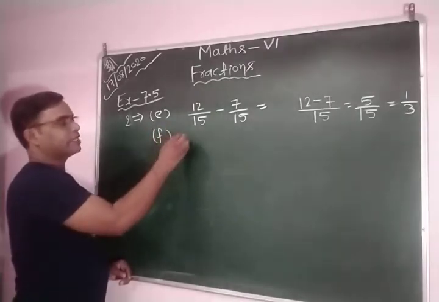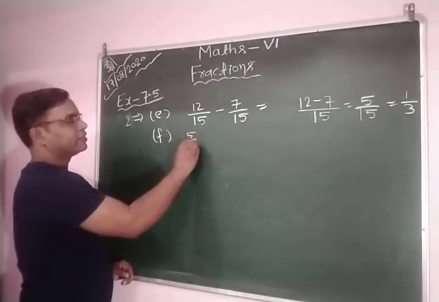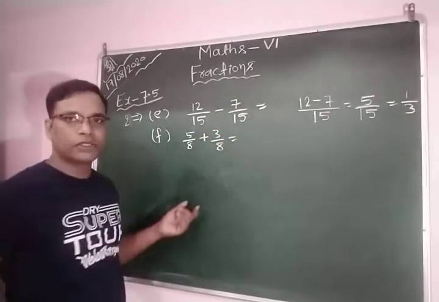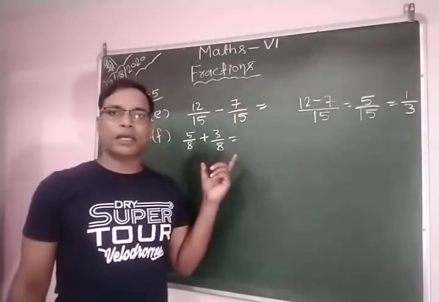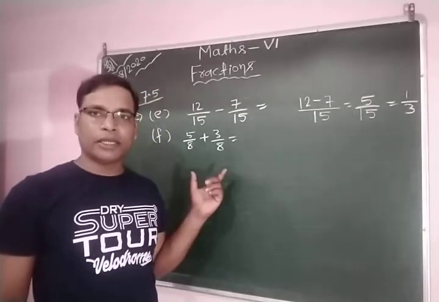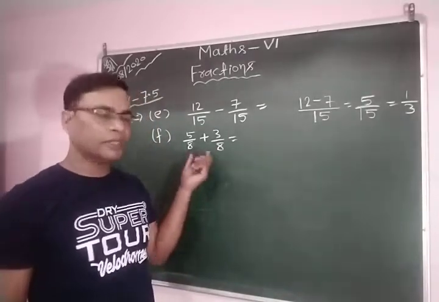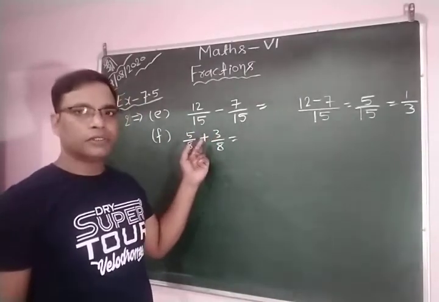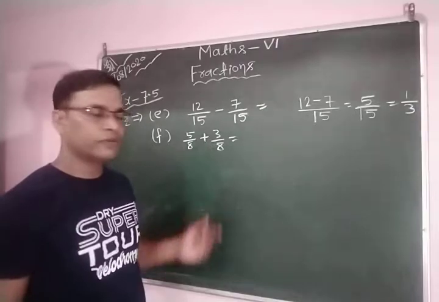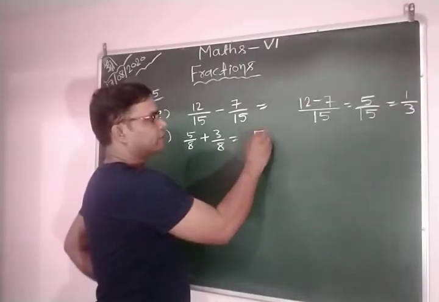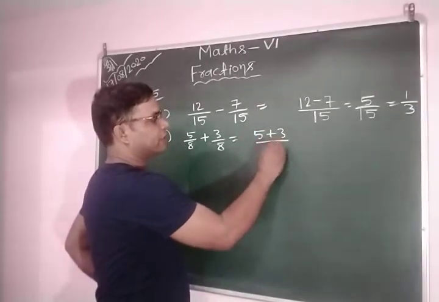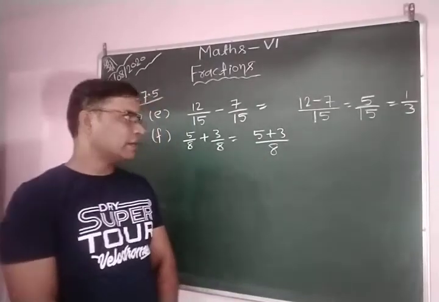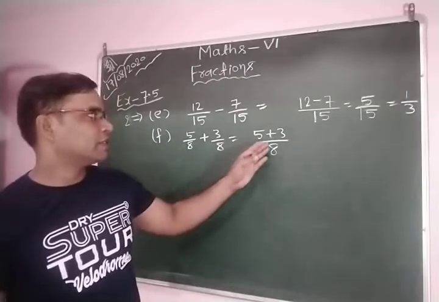Both have the same types, 5 by 8 plus 3 by 8. Here you can see that in both fractions the denominators are equal. The denominator is the same, and the numerators are 5 and 3. So we need to add them. You can write 5 plus 3 by 8, because the denominators of both fractions are equal. So we can write 5 plus 3.